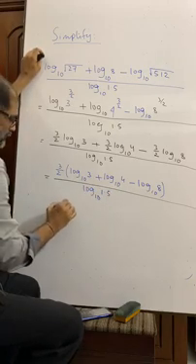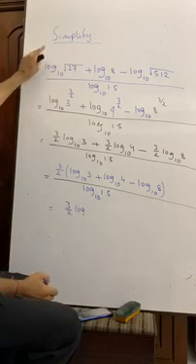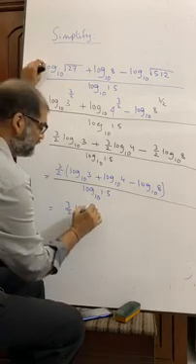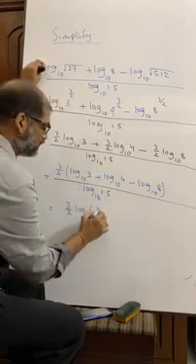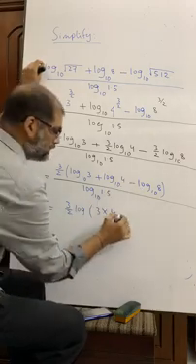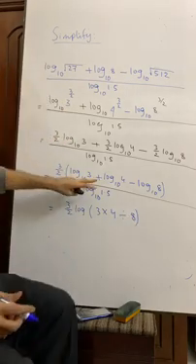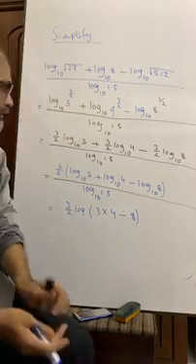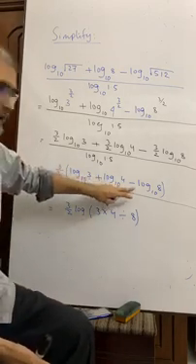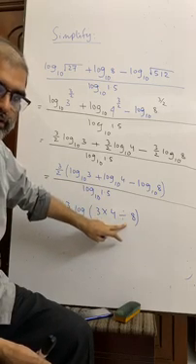Now 3 by 2 log. You see, this is addition, so this is multiplication, 3 into 4, and this is subtraction, which will be division. For addition it is multiplication and for subtraction it is division, right? This is the formula of logarithm. I think you all know it.